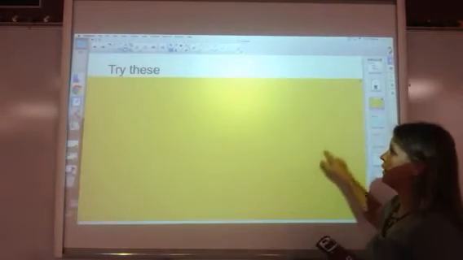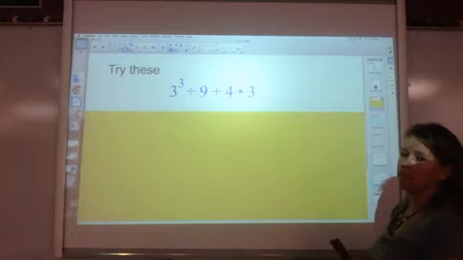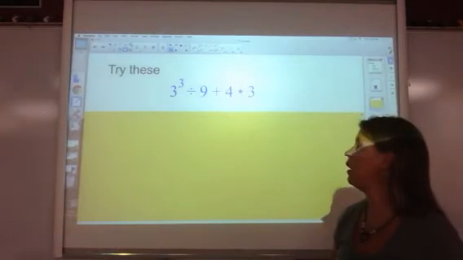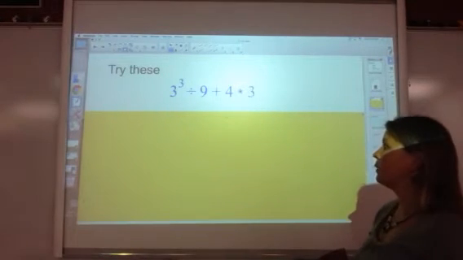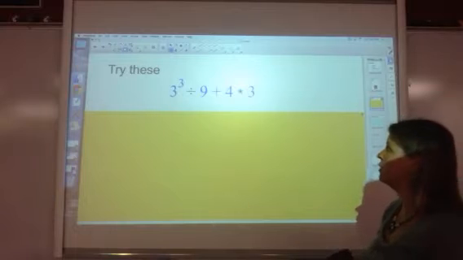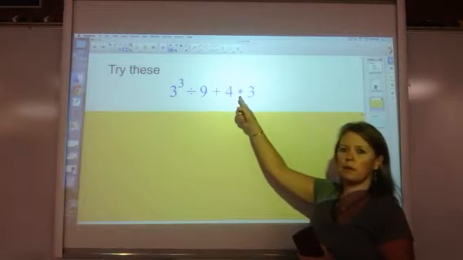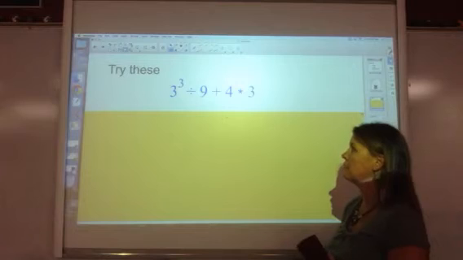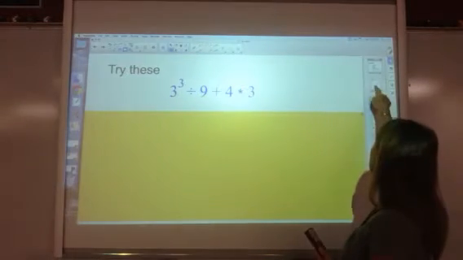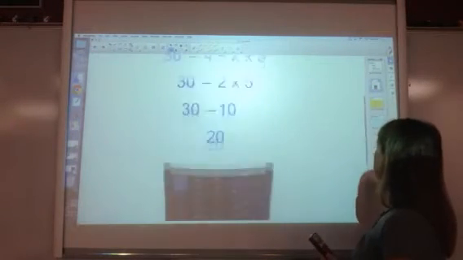So I want you to try these. Go ahead and write the problem down first, so you'll have to pause it. But 3 to the 3rd power divided by 9 plus 4 times 3. Remember that's a times sign, little asterisk there. Find your power button again. I showed you that in the previous lesson.